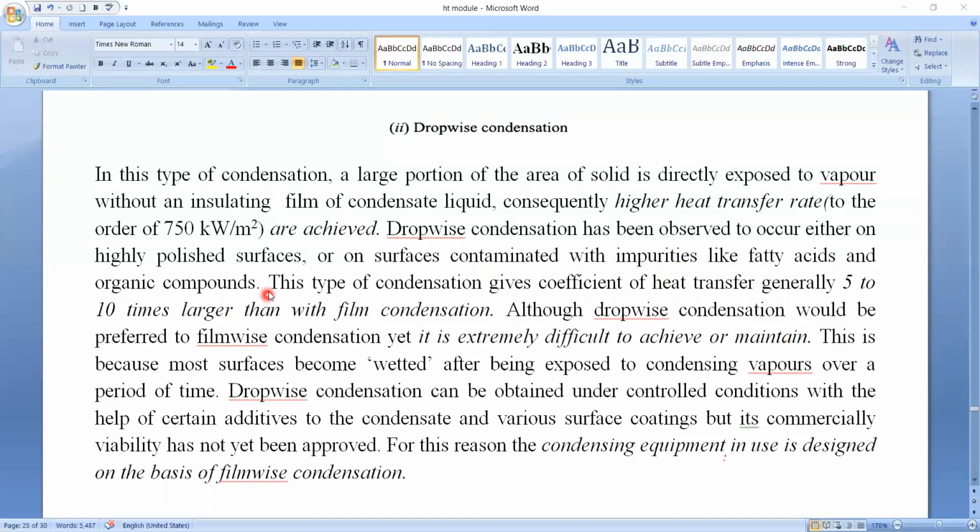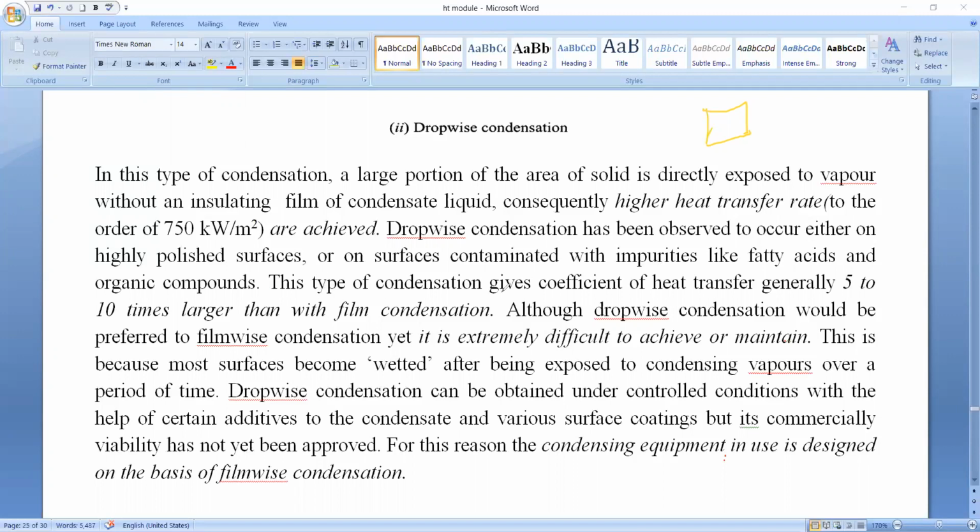Say for example, this is the plate, which has some organic compounds like fatty acids or oils or grease. On such a contaminated surface, if you expose it to the vapor, the water vapor, then there is dropwise condensation because of the presence of the fatty acids or any organic compounds on the surface of the plate. Okay, fine.